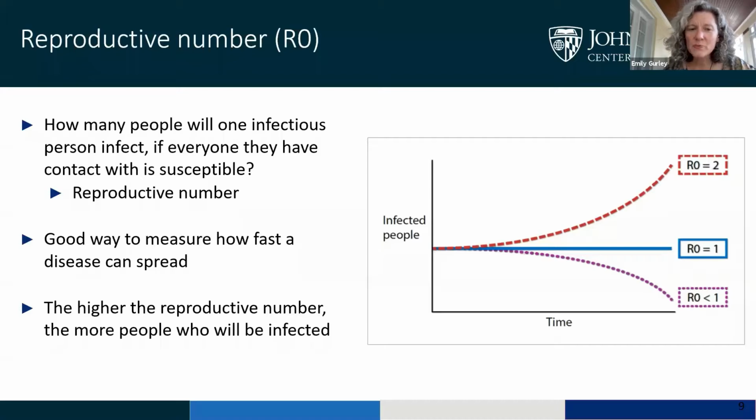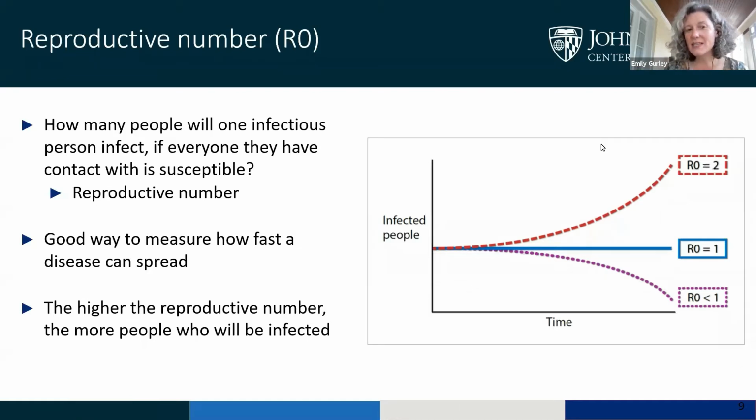I assume that you're all familiar with this concept of the reproductive number, which is how many people one infectious person will infect, given that everyone around them is susceptible. It's a good way to measure how fast a disease can spread, because the higher the reproductive number, the more people will be infected at each step of the outbreak. But you can see the difference between an R naught of 1 and 2 is quite different here. So, at 1, the outbreak is just going to continue on. Each case just results in another case.